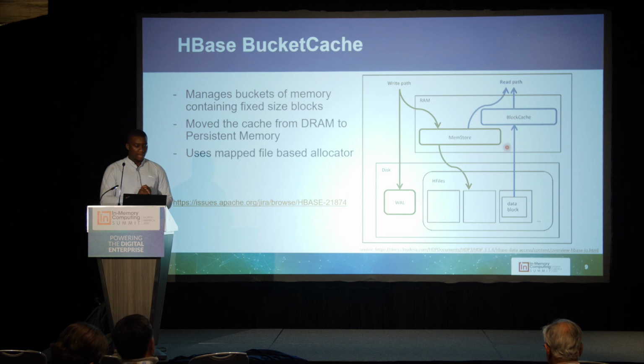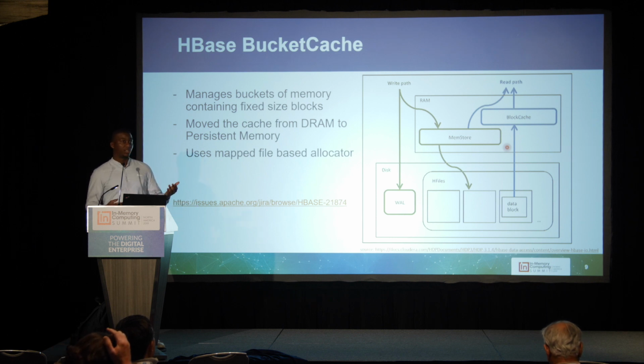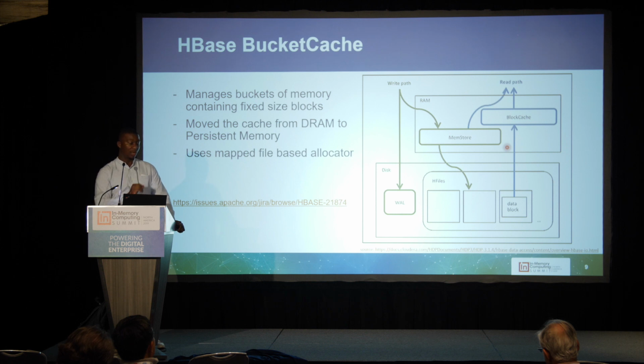So in HBase, the bucket cache is the cache that manages buckets of memory of fixed size blocks. You already have the option in HBase to allocate or provision memory in different ways, whether on the JVM heap, off heap, or using mmap, and now you have a persistent memory option as well. What you do is you point it to a file on a DAX, a persistent memory aware file system, and so it uses a memory map file allocator type, like I described in the SNIA slide.